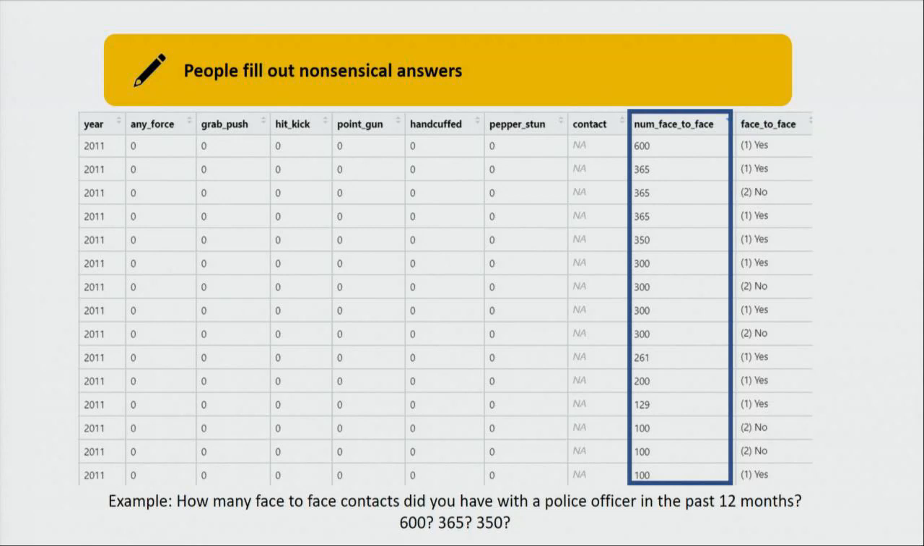So people fill out nonsensical answers. There was actually a question in the code books and in the surveys that the civilians had to answer. And this question was basically asking, how many face-to-face contacts did you have with a police officer in the last 12 months? As you can see, there's a column that shows us their responses. And 12 months, you would assume that is 1 year, 365 days. But people were writing down some really crazy answers. So you can see 600, 365, 350, which basically means that these people were having face-to-face contacts with these police officers at least like once every day, which is pretty bizarre.